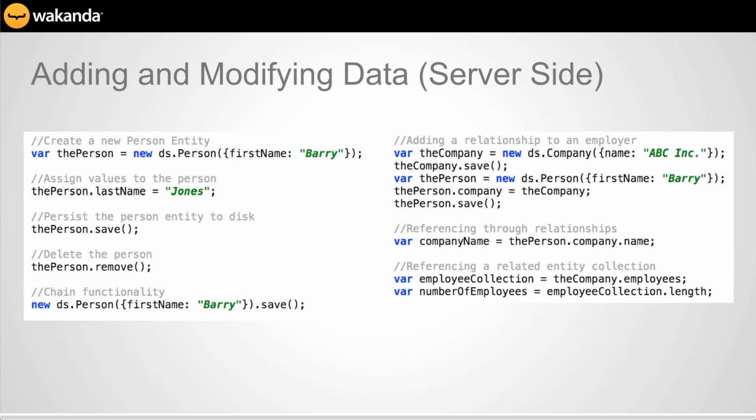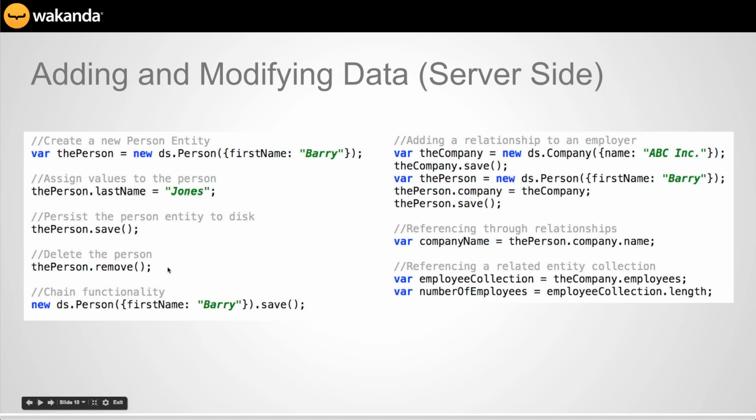So here's some examples of adding and modifying data on the server side. I showed you a few of these, but here's just an example of creating a new entity. You assign it to a variable, you get a reference to the entity, and it will fill in first name as Barry as a default value. You can assign values to that variable then afterwards, just using dot notation. Here I'm persisting that same person to the disk. So you've got just a simple save call that's going to write it to the data store. Just as easy to remove, the person dot remove.